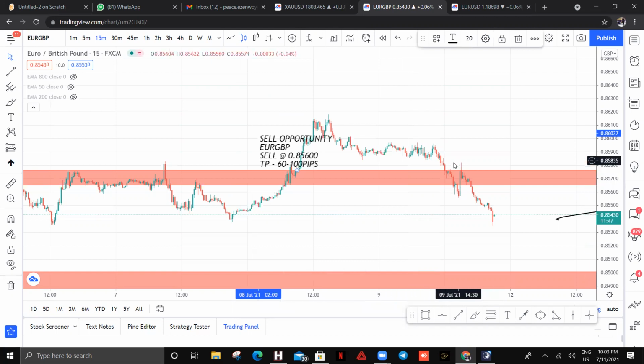So your stop loss will be, oh, I didn't add a stop loss, sorry. Stop loss will be here, 85,850. Let me add a stop loss. Always trade with a stop loss.